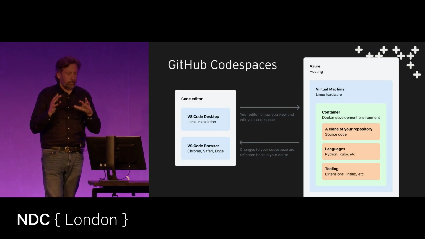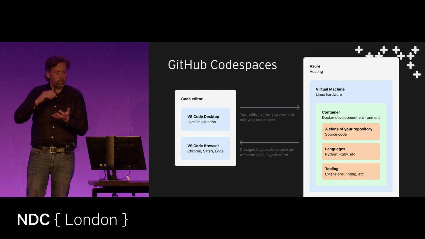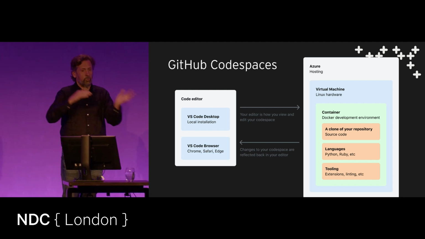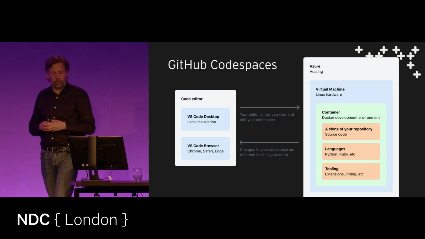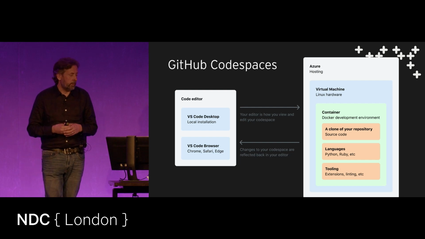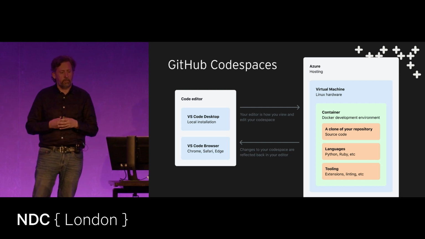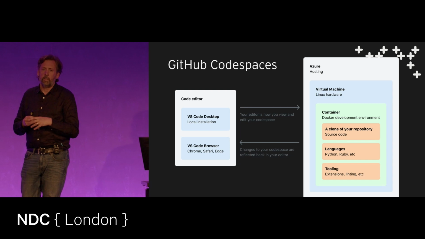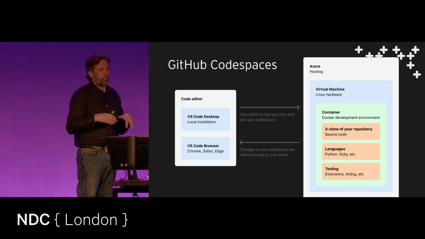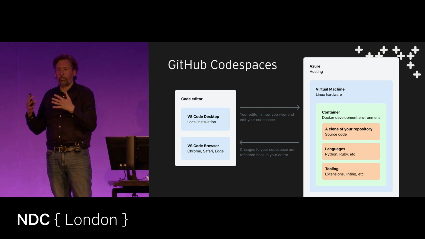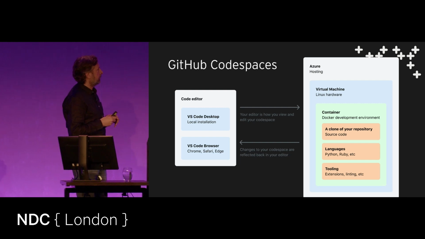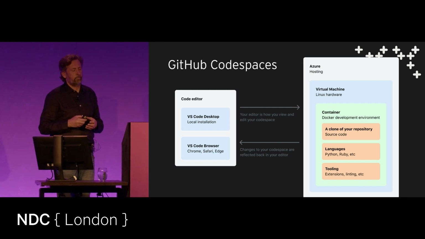So again, to the left here on this slide, you can work on VS Code desktop or VS Code browser. Either way, you'll be talking to the virtual machines running in Azure. And these machines then will run a container, a Docker container. And inside that container, that's where your code will be stored. That's where you will be building your code. That's where you'll be running and testing your code as well. You don't really need to care about this. This is being set up for you.